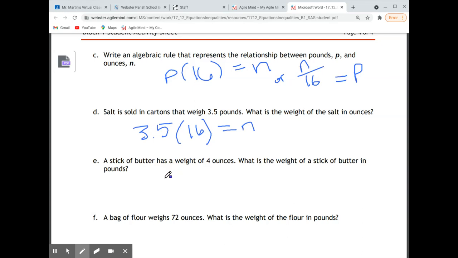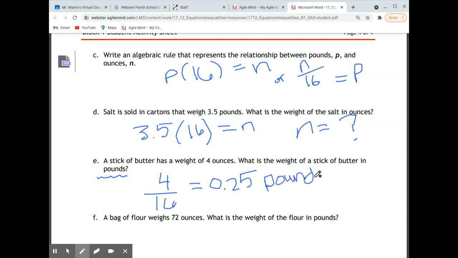Notice y'all still have to get your answer. I'm not doing that one. Whew. All right. What would we do for this one? 4 divided by 16. Equals what? 0.25. There we go. That works out perfect. He said 0.25 pounds. Perfect.